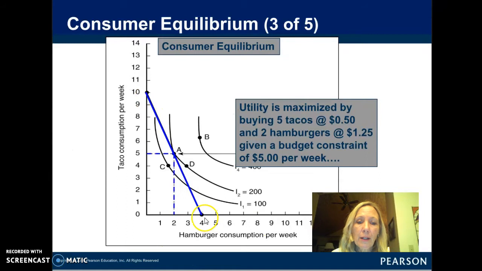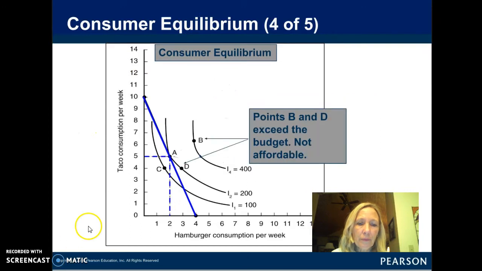This point down here would be if she spent all her money on burgers. Burgers are $1.25 a piece, $5 budget. She could afford 0 tacos and 4 burgers. That gives us a budget line. The point of tangency where the budget line and the utility curve meet, that is consumer equilibrium. That is an important point, and that is a test question. So consumer equilibrium, where the budget line and the utility curve are tangent.